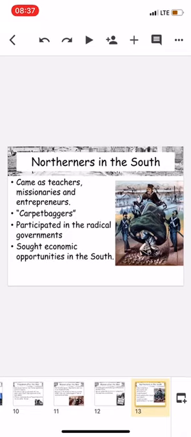And it's sort of a derogatory term because you have this bag that was literally made of a rug and then sewed up to be a bag because you were poor, and then you're going to come down here and act like you're royalty. And they participated in the radical governments, and they sought economic opportunities in the South. So they said, hey, if I can't make it in the North, I'll come take advantage of what just happened in the South. And Southerners really kind of hated that.